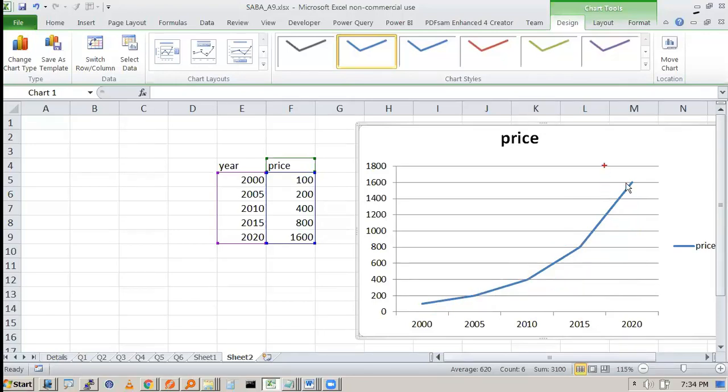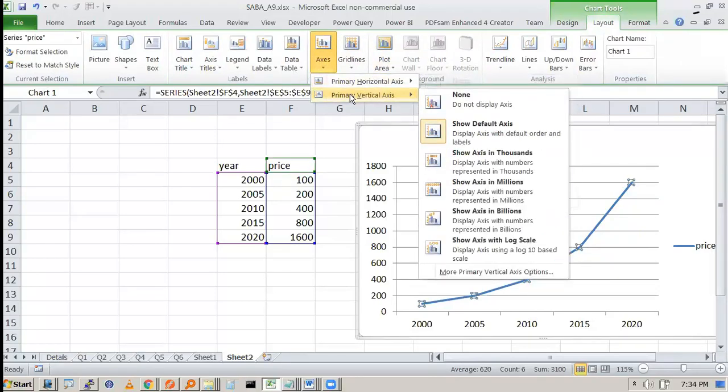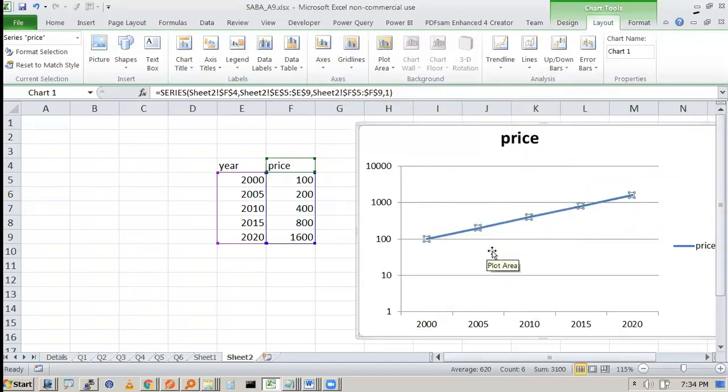So to overcome this, what we'll do is go to layout, and we have this primary vertical axis, so the axis with log scale. See this, the moment I applied log scale, it comes out straight. Because actually the change from year 2000 to 2005 is the same as from 2005 to 10, 10 to 15, and 15 to 20. The normal line chart shows those as disproportionately very high.